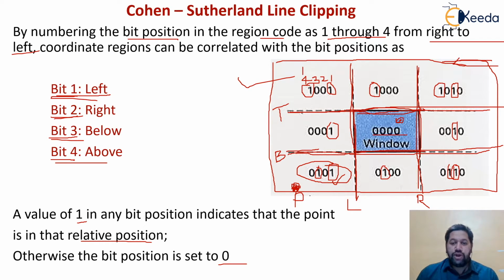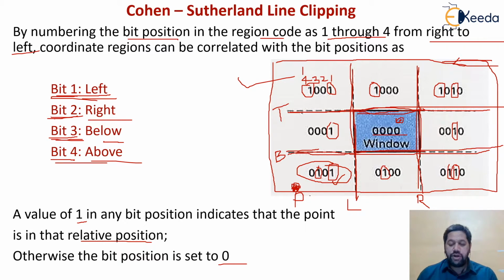Okay, so I hope all of you understood. I'm going to set bit number 1 if my point is outside the left edge, bit number 2 if my point is outside the right edge. I set bit number 3 if my point is below, or less than the bottom edge. I will go for bit number 4 if the point is above the top edge, and so on. All these points outside the window, we are going to set it.